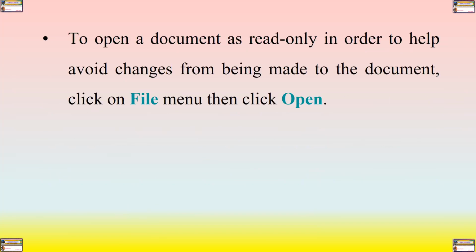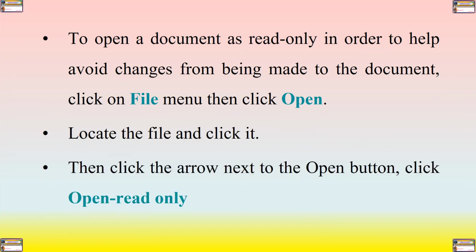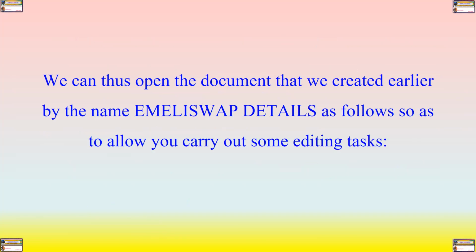To open a document as read-only, in order to help avoid changes from being made to the document, you can click on the File menu and then you click Open. You then locate the file and click it. And then you click the arrow next to the Open button and then you click Open Read Only. We can therefore open our document that we created earlier in my previous tutorial by the name ML swap details as follows, so as to allow us to carry out some editing tasks.